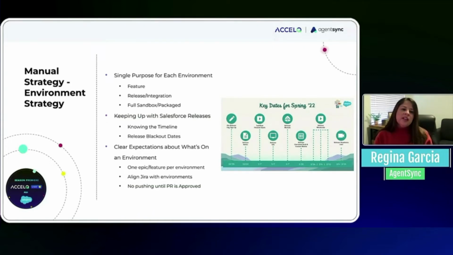And then defining clear expectations on what environment we're deploying to and what feature is available per environment. We also want to make sure that as we're growing and scaling, we're aligning our Jira tickets with the environment, so it's very simple and easy for us to see what environment we should be testing on based off of the ticket itself. And then also ensuring that we're not pushing anything into our environments that isn't PR approved and peer reviewed, so that we're getting clean code without having additional defects found.